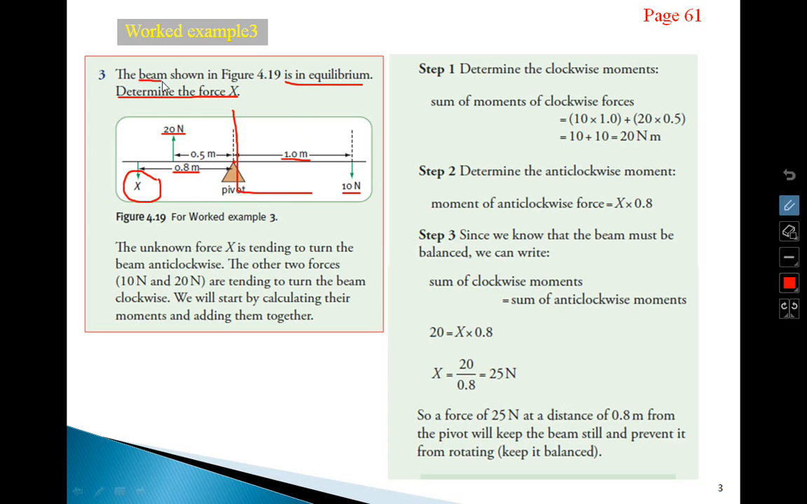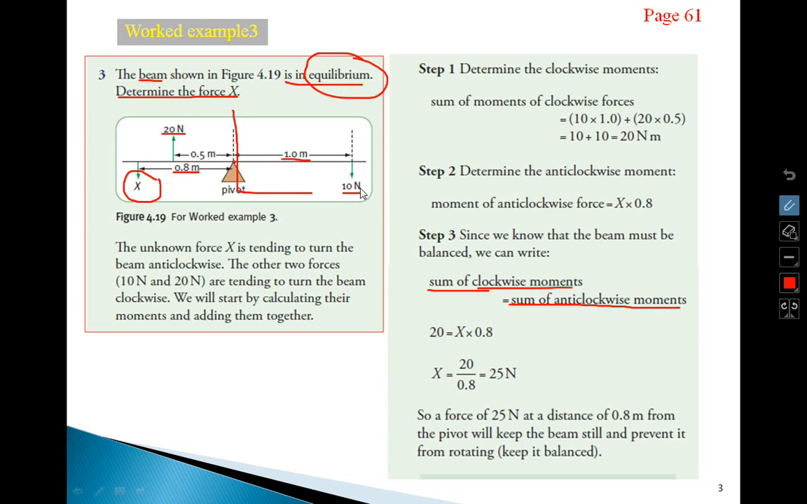The beam is in equilibrium, so it is balanced. What do we mean by that? As we said before in the last class, when the object is in equilibrium or balanced, the summation of clockwise moments is equal to the summation of anti-clockwise moments.